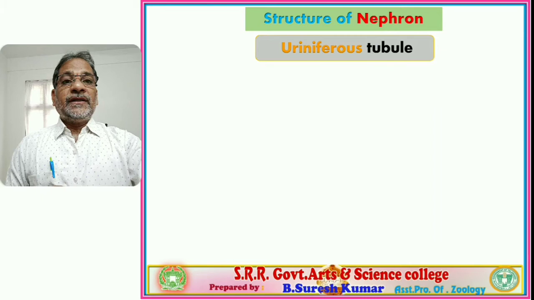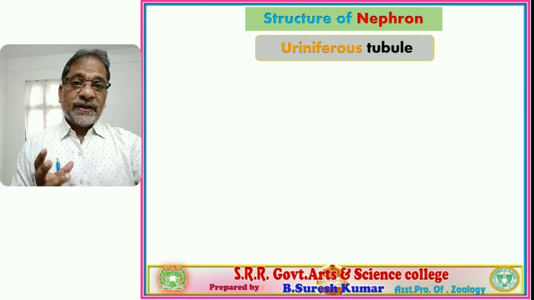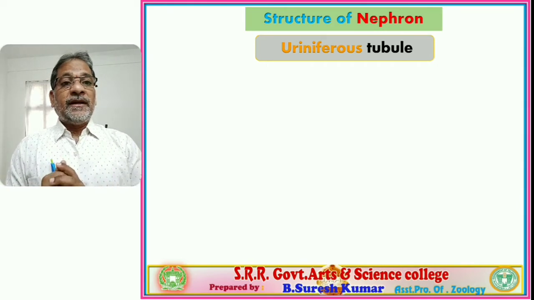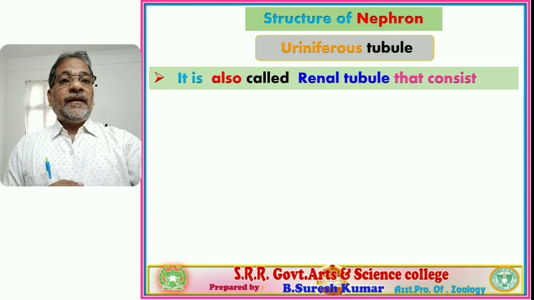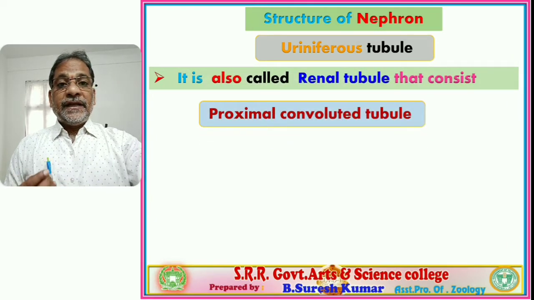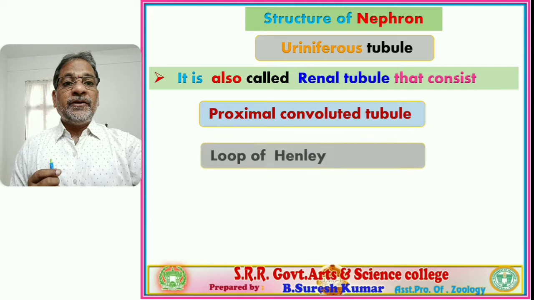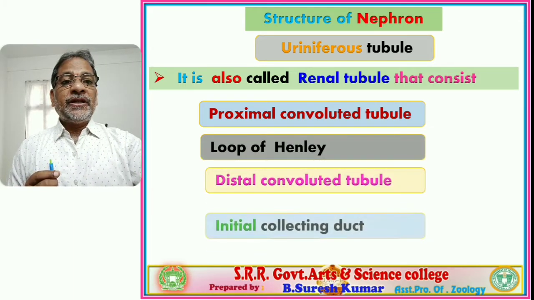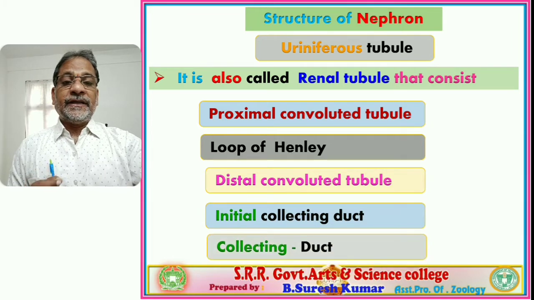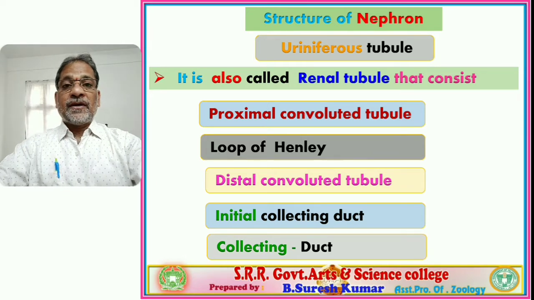Right. Next, if we observe the structure of the nephron, the subsequent part is the uriniferous tubule. The uriniferous tubule is a long coiled tubular structure. It is also called a renal tubule, and it consists of various parts along its length. They perform different functions. The first one is the proximal convoluted tubule, then the loop of Henle, distal convoluted tubule, initial collecting ducts and collecting ducts. So this is the organization of the uriniferous tubule or renal tubule.